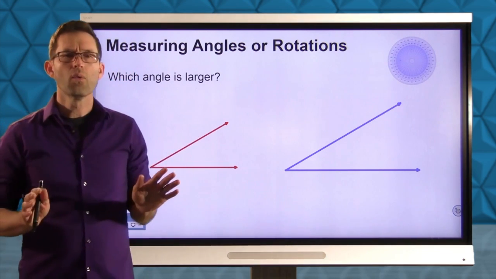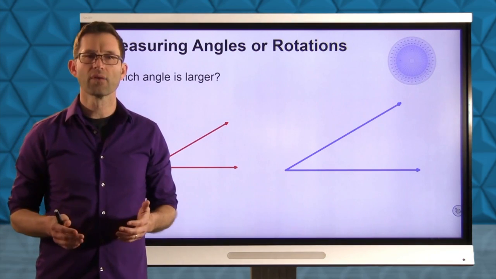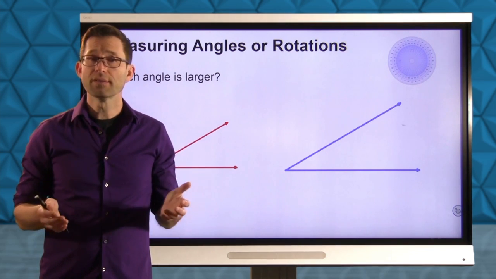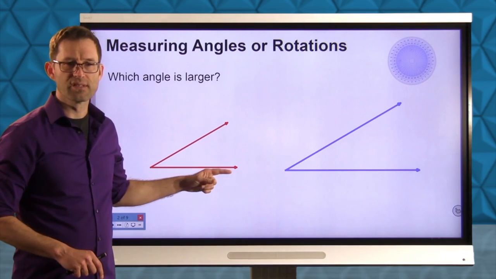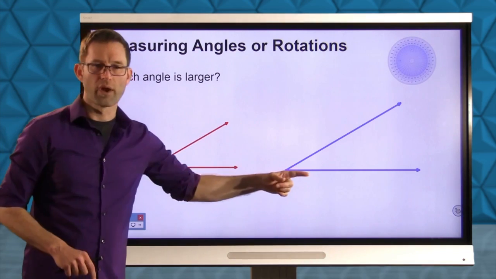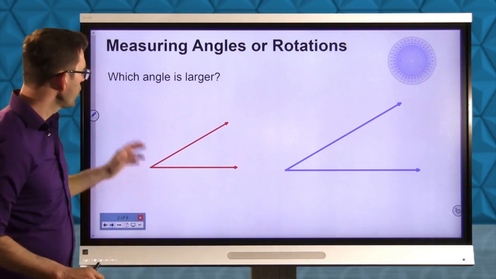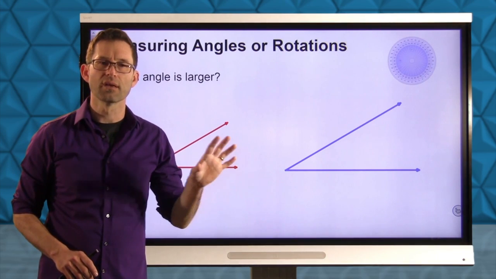So we are used to measuring angles. We've been measuring angles since elementary school, right? And measuring an angle is the same thing as measuring a rotation, i.e. how many degrees does it take to rotate one of these rays into the other one. So let's start with a very simple question. Which one of these angles is larger?